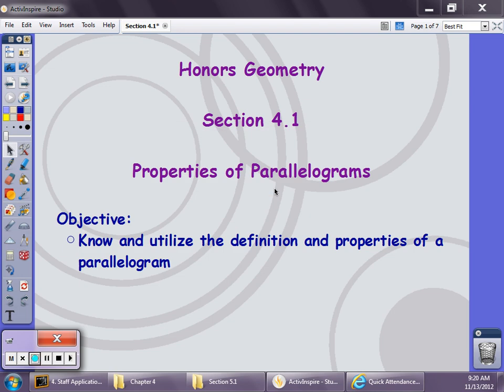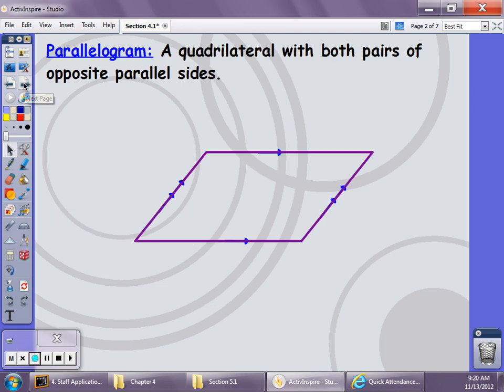This honors geometry lesson on section 4.1 will cover the properties of parallelograms. The objective is to know and utilize the definition and properties of a parallelogram. A parallelogram is a quadrilateral with both pairs of opposite sides parallel. Looking at the diagram, remember that arrows mean that the lines are parallel and not necessarily congruent.